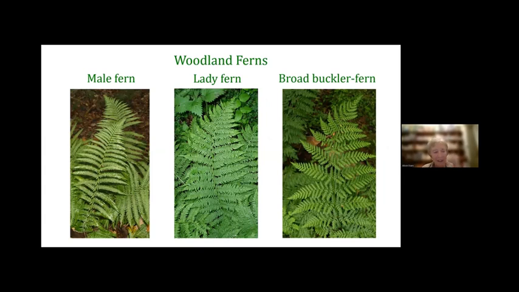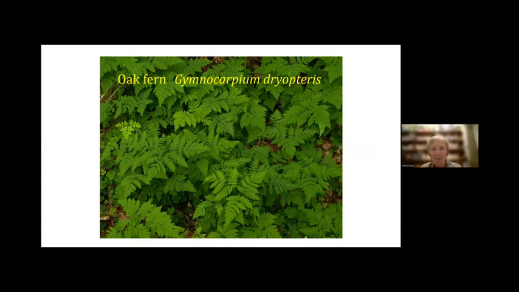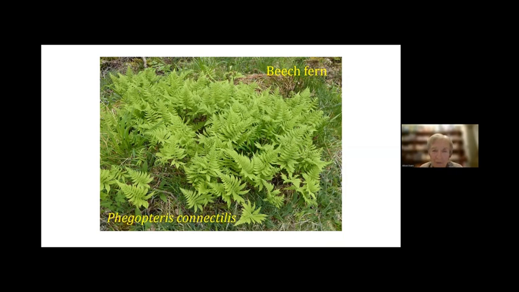There's bracken. Now then, I've put these 3 up again because if you really learn these, then you'll know probably 2 or 3 ferns in almost every woodland that you go to: the male fern, the lady fern, and the broad buckler fern. So something to bear in mind. But we have some other lovely woodland ferns. The oak fern, this is the one that's on the BPS logo. Doesn't necessarily grow in oak woods. And the beech fern, which again doesn't necessarily grow in beech woods.